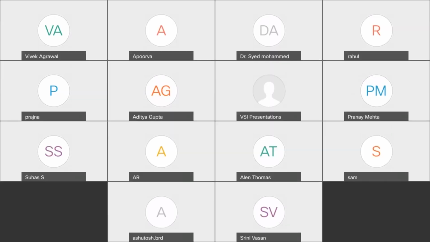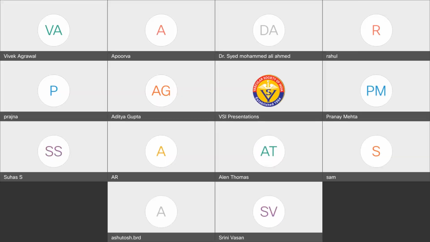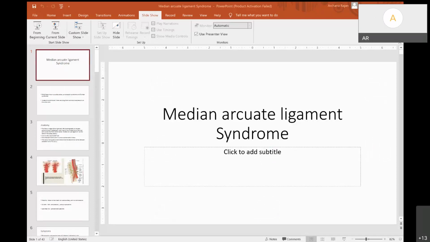Of median arcuate ligament syndrome. Hope you are able to see the second slide now. It's just the first slide that's going on.